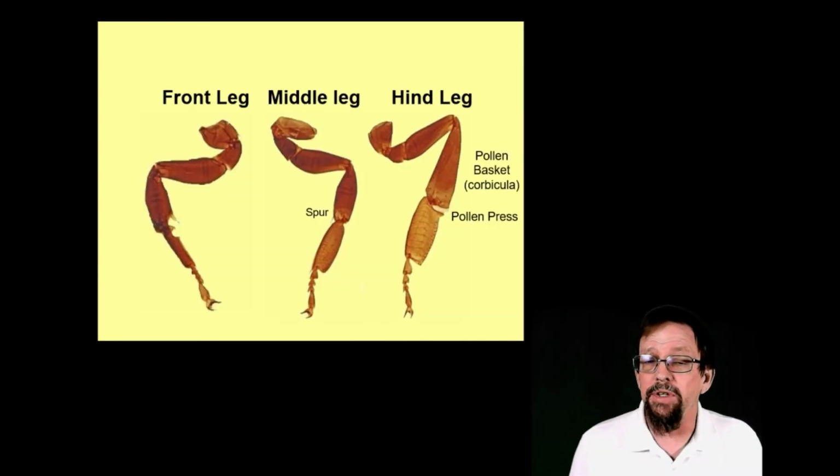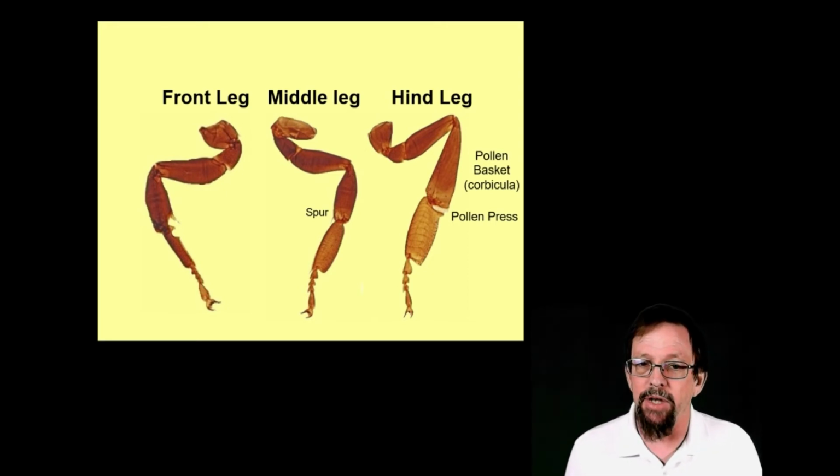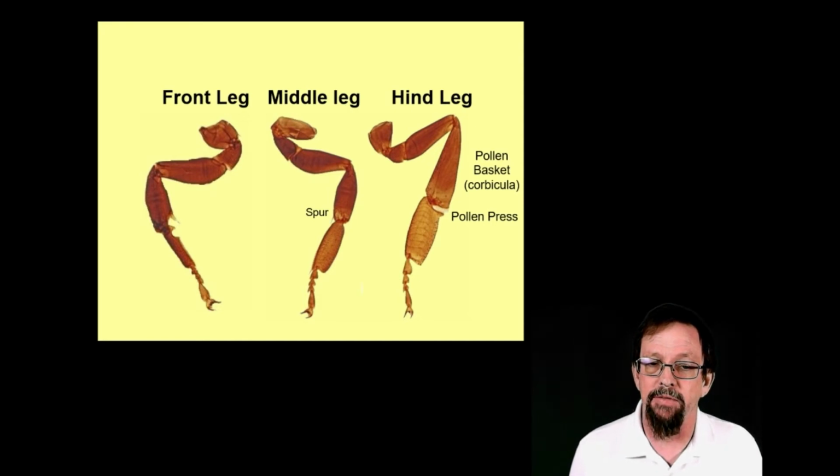So we go to the hind leg. And the hind leg is actually the pollen basket, or in Latin is corbicula, which means basket. Kind of nice of them to say that. And then the pollen press, which is right in between the 2 segments of legs where the bees actually compact the pollen and then put it into the corbicula.